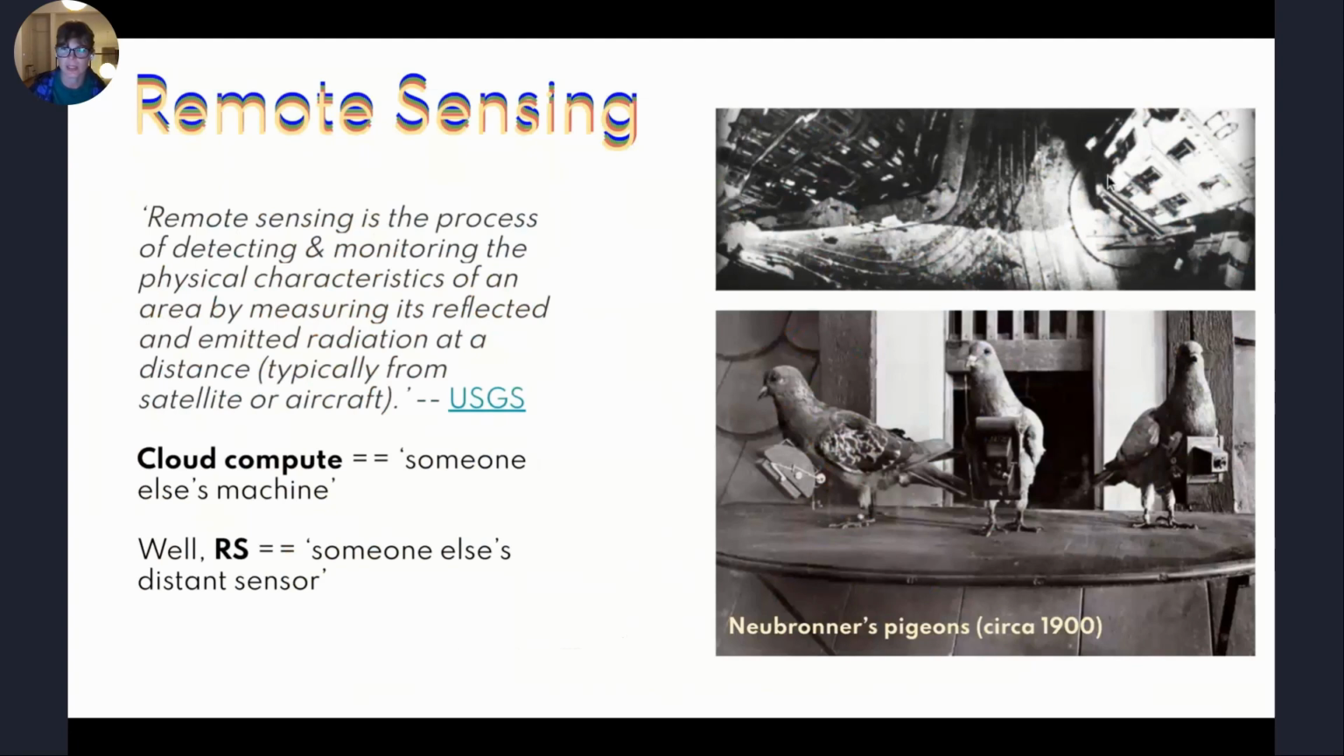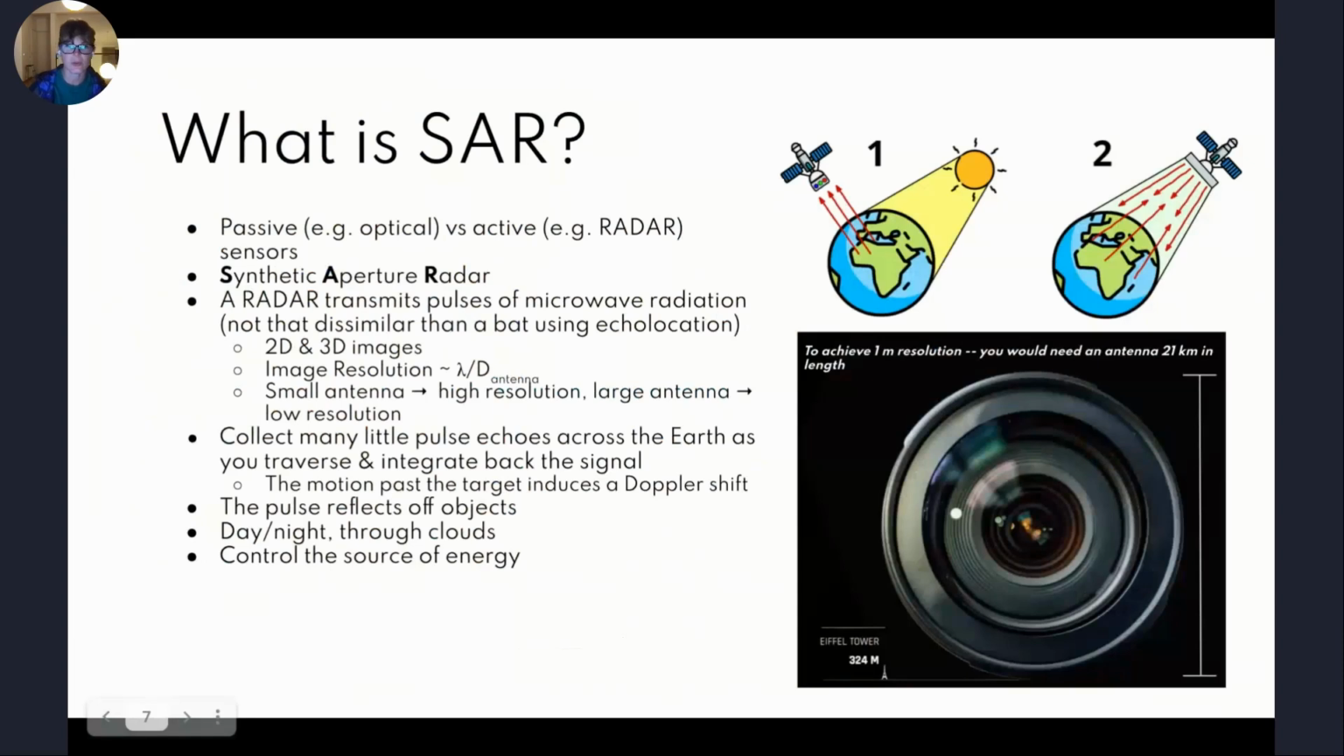And so you can see literally a bird's eye view of, I suspect, someplace in Germany looking down. Interesting angle. But from a cloud compute perspective, we talk about cloud compute as fundamentally being someone else's machine or somebody else's computer. Well, remote sensing is fundamentally someone else's distant sensor looking. And so SAR, I kind of talked around it.